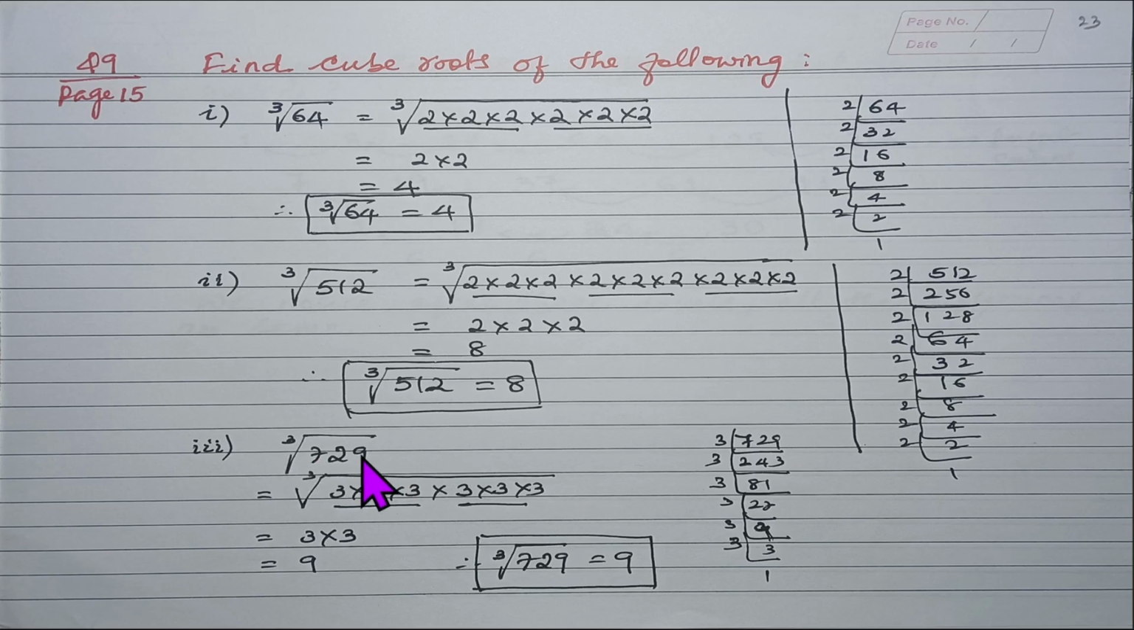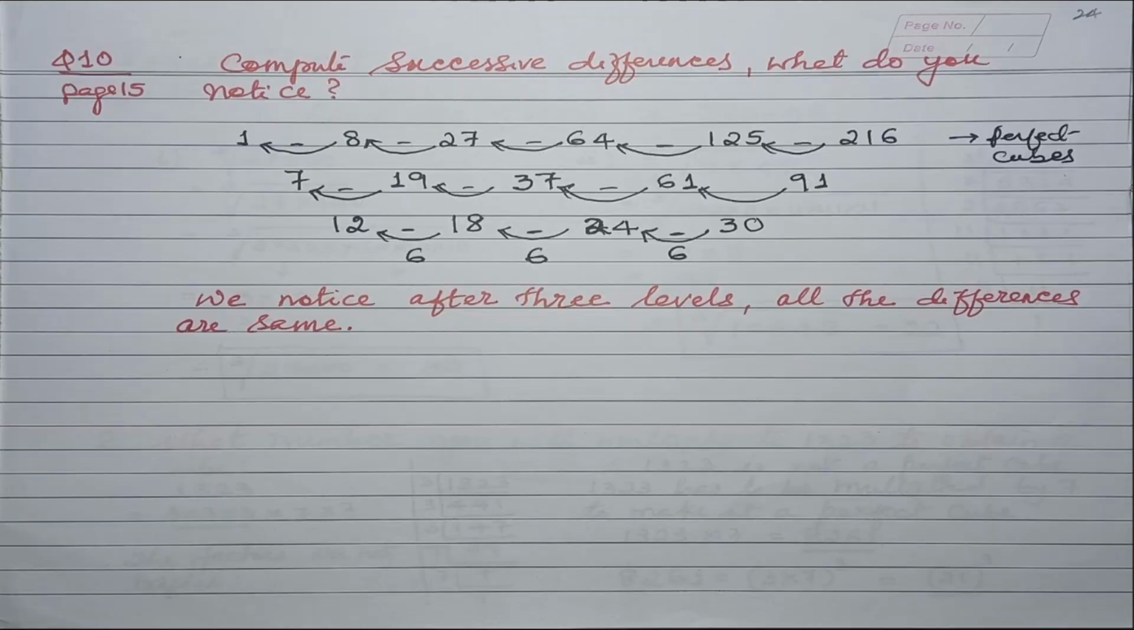Now cube root of 729. Again find the factors. We have 2 triples of 3. So pick one factor from each. That is 3 into 3. Therefore 9. So cube root of 729 is 9.